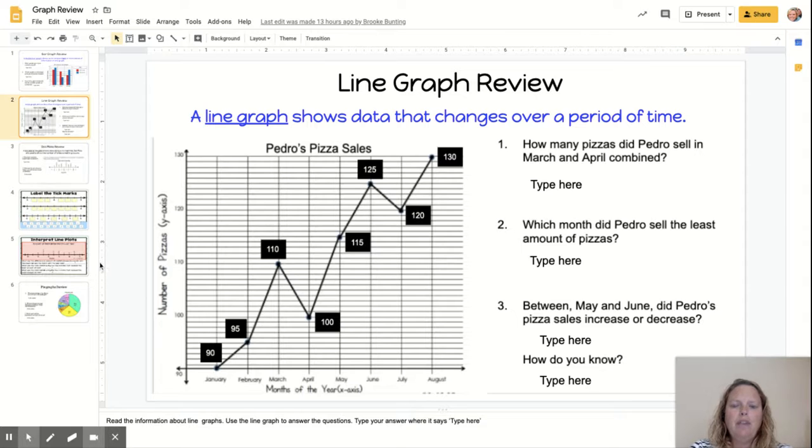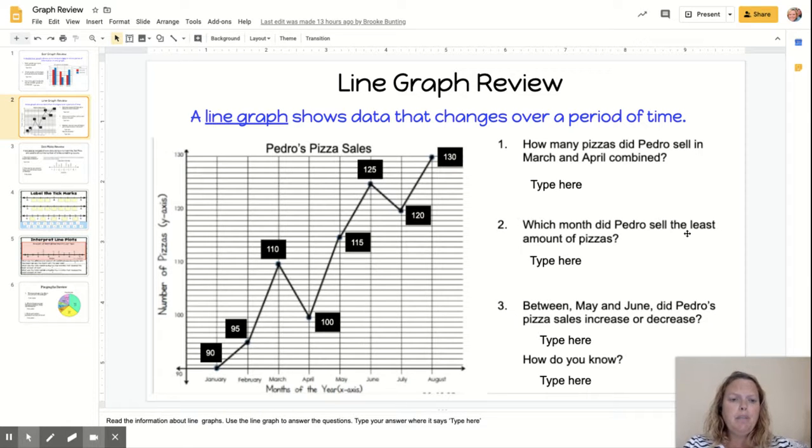Then you've got a line graph review. And remember, a line graph shows data that changes over a period of time. You can see it go up and down and up and down. You have your months of the years here. Remember, that's called your x-axis. And you have the number of pizzas here on the y-axis. So you're just going to answer the question. How many pizzas did Pedro sell in March and April combined? Combined is giving you a clue that you're going to add those together. So you've got March and April, so that we just need to know how many that is together.